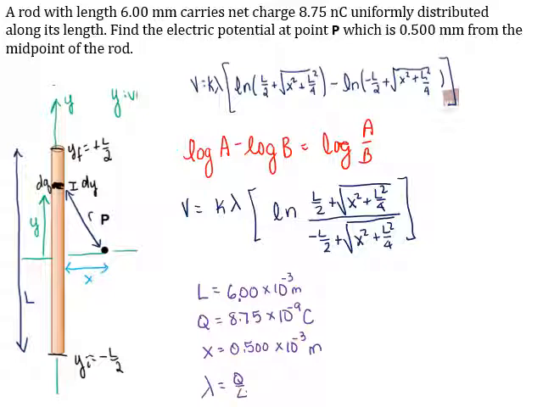So rather than me substituting all these numbers, which is a little bit boring to watch, I'm just going to go ahead and write down the answer that I got when I put this in the calculator. And the answer I got was 65,322 volts. So that's the size of the potential at that distance away from the midpoint of the rod.